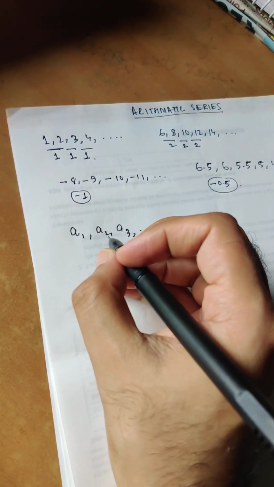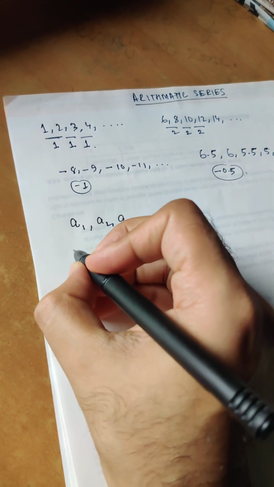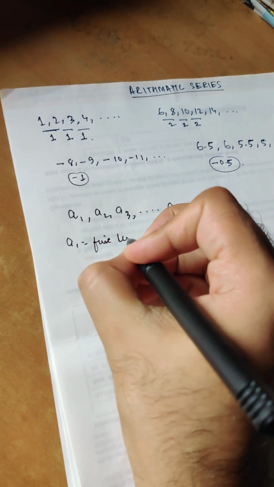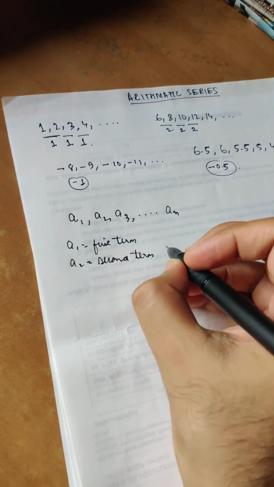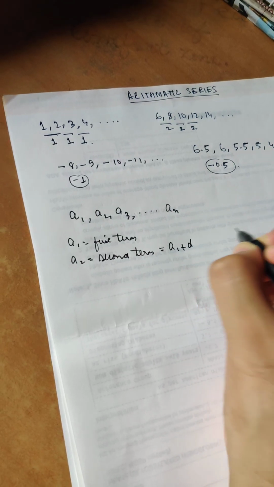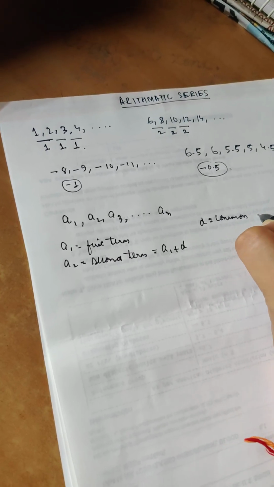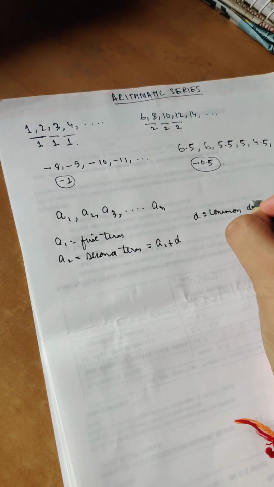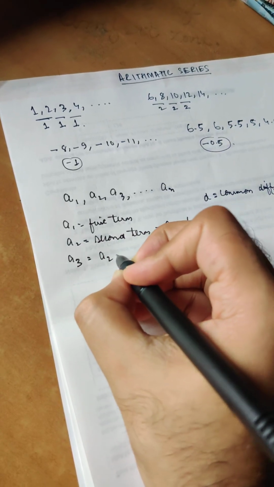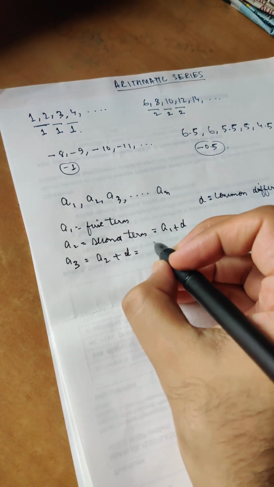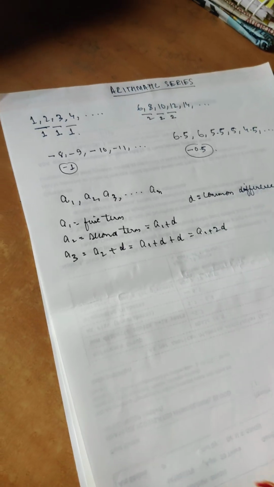Now, as I told you, in an arithmetic series the successive terms differ by a common difference. So here, if A1 is the first term, A2 is the second term, and A2 is nothing but A1 plus D. Here D is the common difference. Similarly, A3 would be the third term, and this would be A2 plus D, and A2 in turn is A1 plus D. So A3 will be A1 plus 2D.